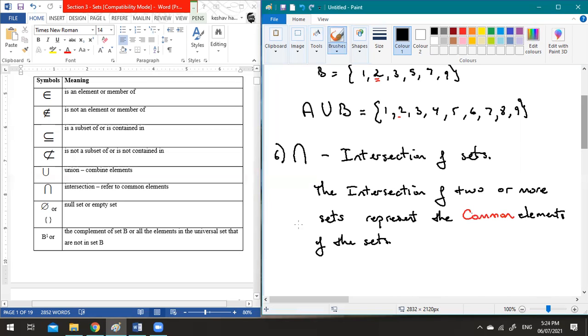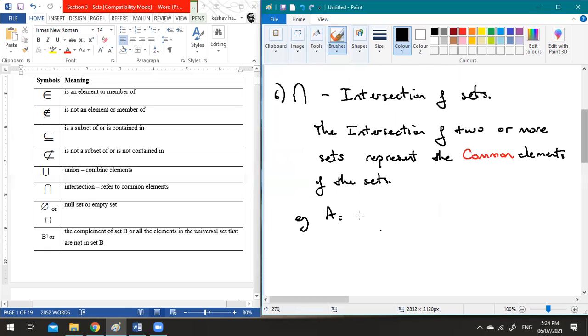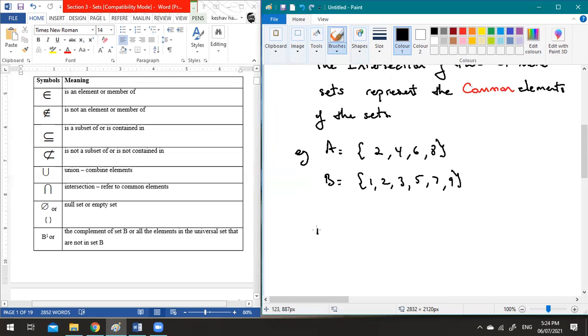So if we use the same example from above, where A is 2, 4, 6, 8, and B is 1, 2, 3, 5, 7, and 9, and they ask us to write this set of elements, A intersect B, we just locate the common elements. In this case, we have one common element, so you put it in your set, 2. Right? So the element that is common is 2. And you're not writing the others.